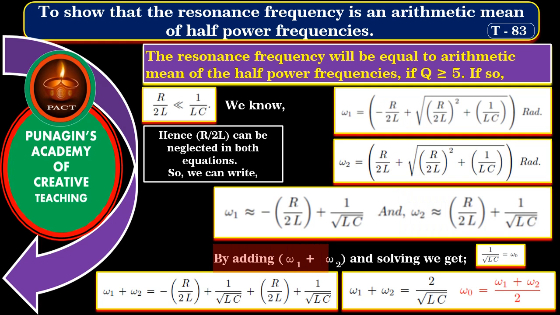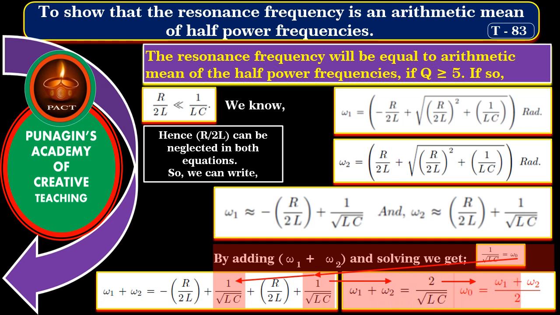By adding omega 1 and omega 2 and substituting for omega naught is equal to 1 divided by root LC and solving, we get omega naught is equal to omega 1 plus omega 2 divided by 2, which is the arithmetic mean of the half-power frequencies.